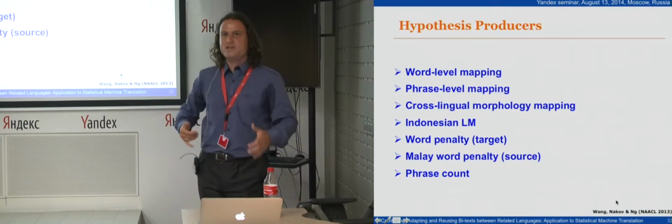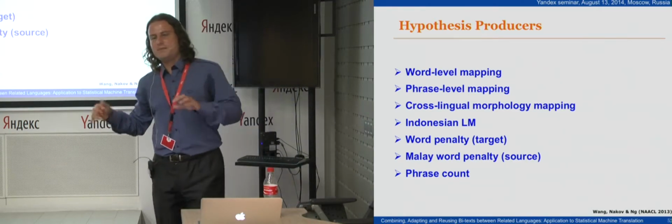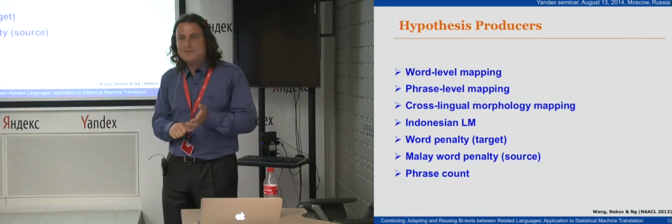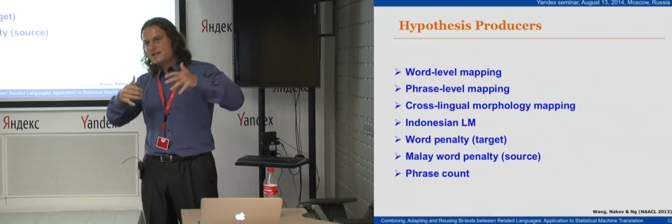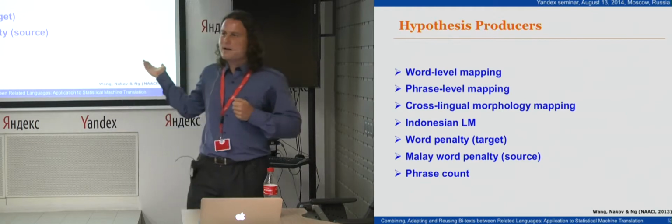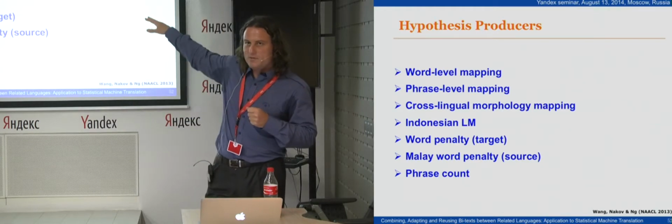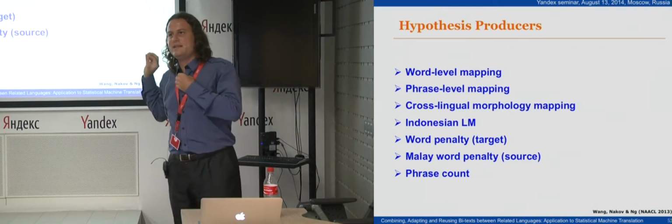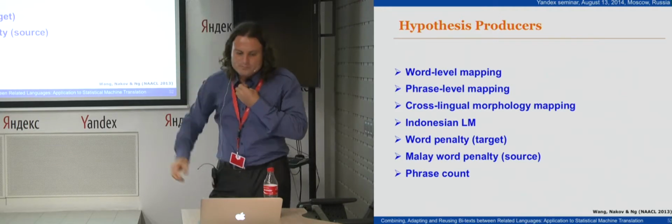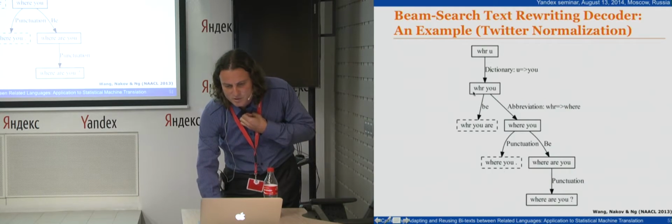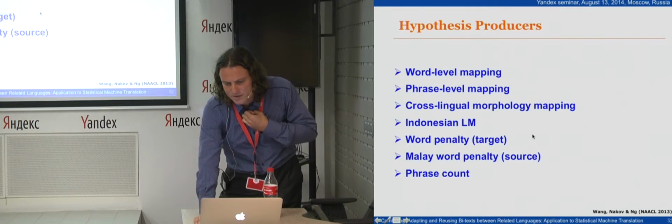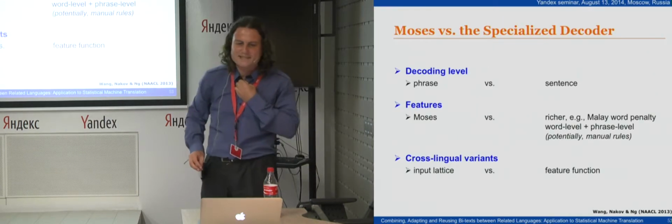And actually, before we have been doing the word level mapping, the phrase level mapping, the cross-lingual morphology, all this separately. You can combine this in a better way with this kind of decoder and actually do the search at this level, using those kinds of hypothesis producers. A hypothesis producer is something that gets you from one state in the tree into another one, and you can get better results. So why is that?